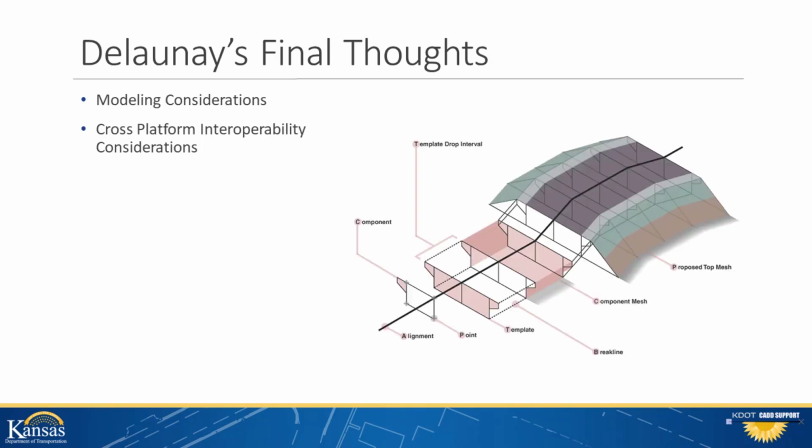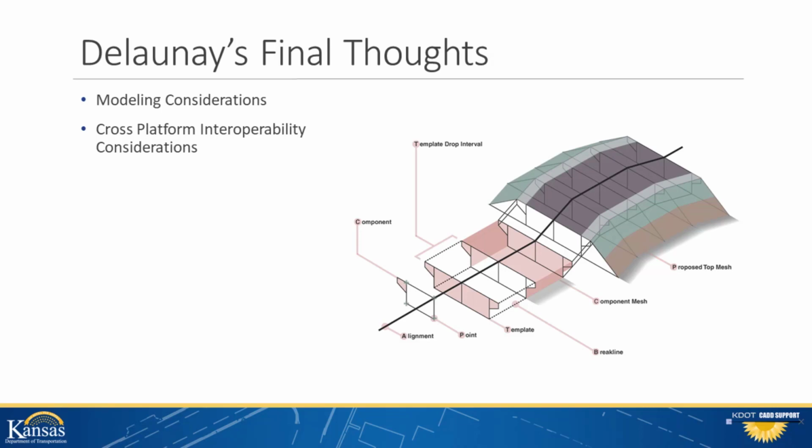Now that we have a solid understanding of Delaunay's triangulation, we're going to finish off this series with some practical key takeaways. We will cover two areas, modeling considerations and cross-platform interoperability considerations. When building proposed templates, the modeler needs to be aware of which points and their subsequent break lines will be necessary to accurately represent a top, bottom, or any intermediate surface of your design.